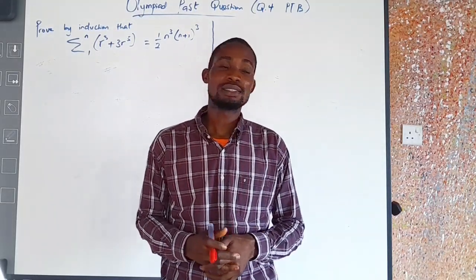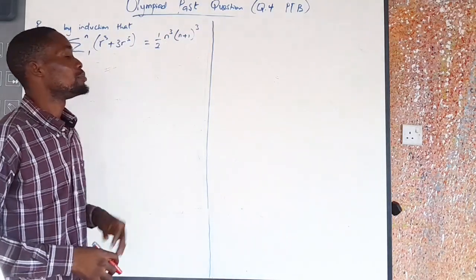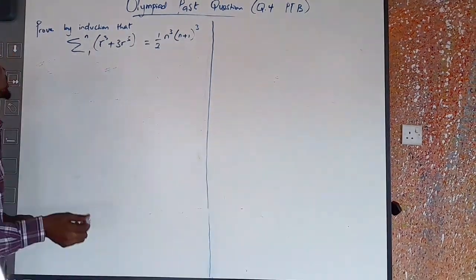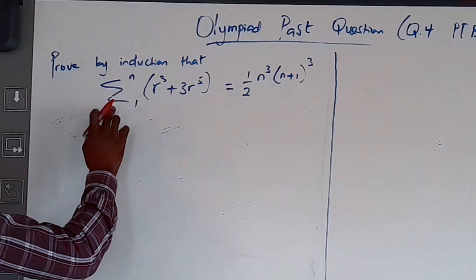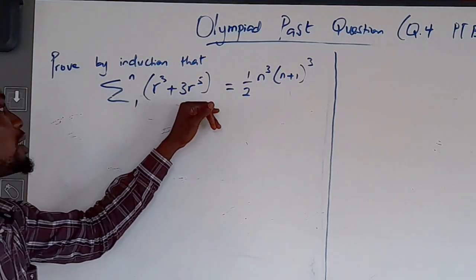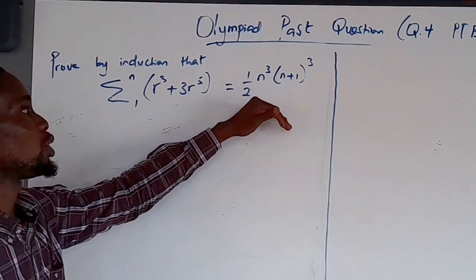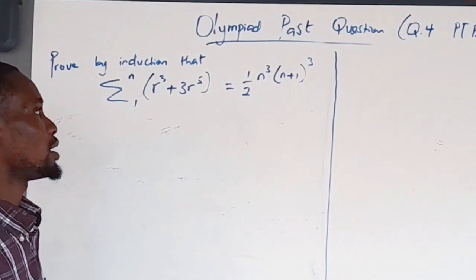In this class we're looking at question 4 of the Olympiad past question, part B. Question 4 says, prove by induction that the summation from 1 to n of r cubed plus 3r to the power 5 equals 1 over 2 n cubed into (n plus 1) all cubed. Now how do I solve this?